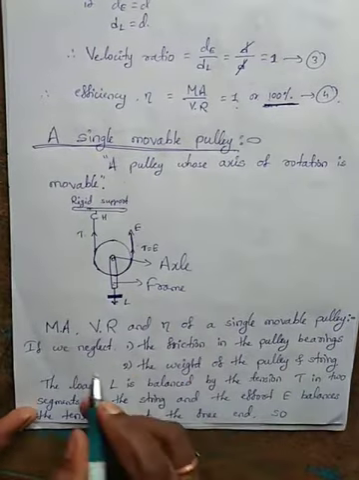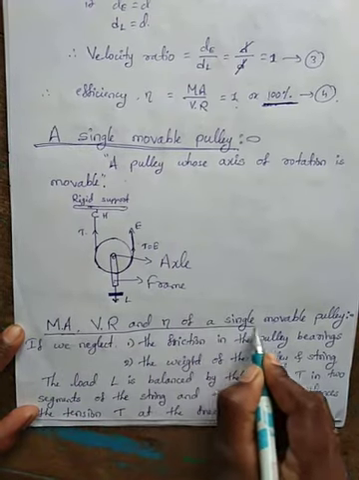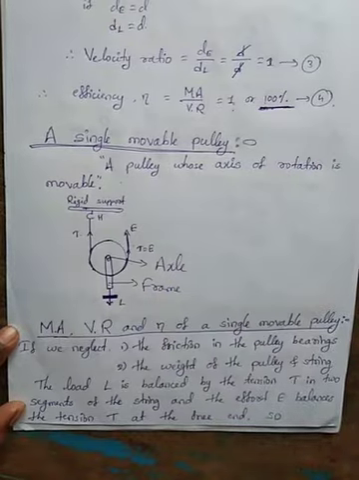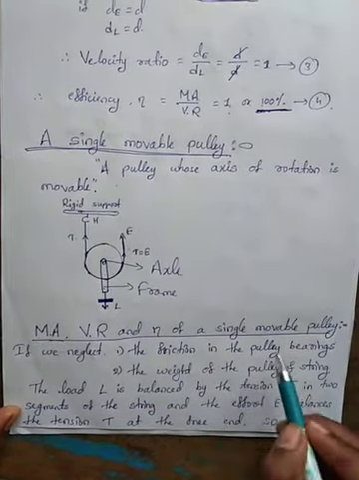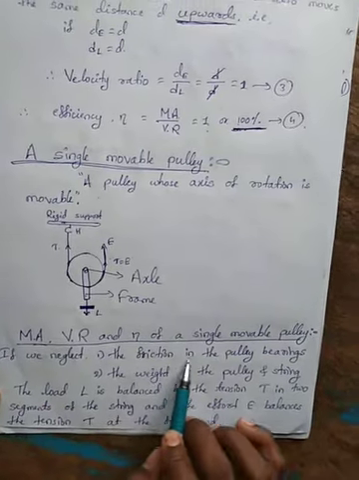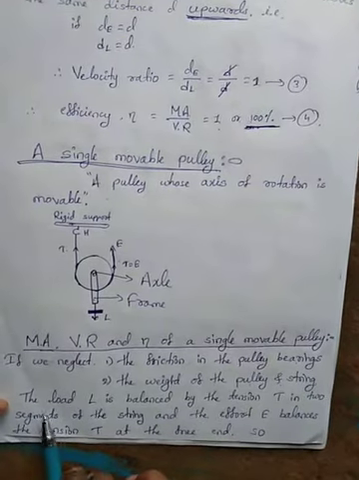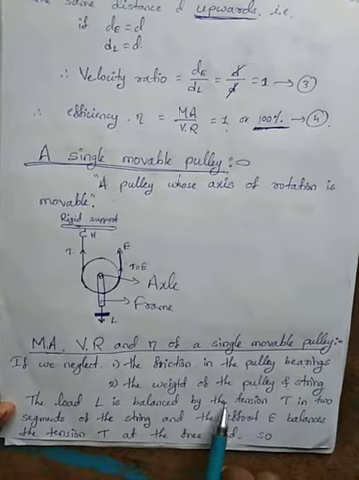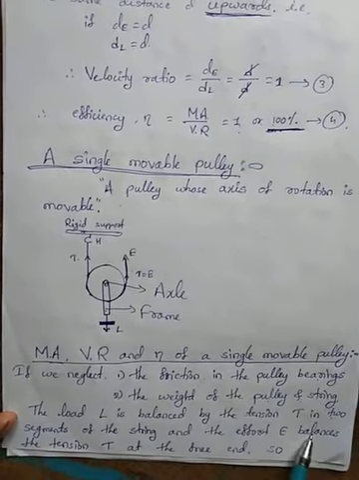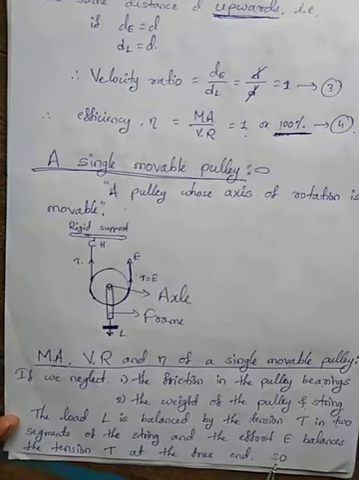Next, mechanical advantage, velocity ratio and efficiency of a single movable pulley. As we earlier discussed in a single fixed pulley, same as that of single movable pulley. If we neglect the friction in the pulley bearings and the weight of the pulley and the string, the load L is balanced by the tension T in two segments of the string and the effort E balances the tension T at the free end.